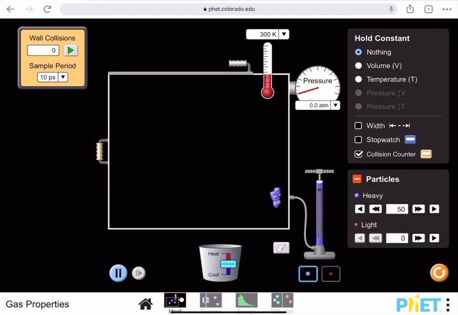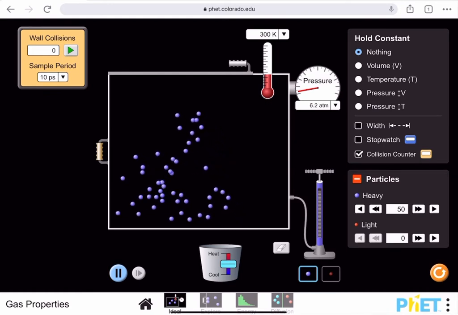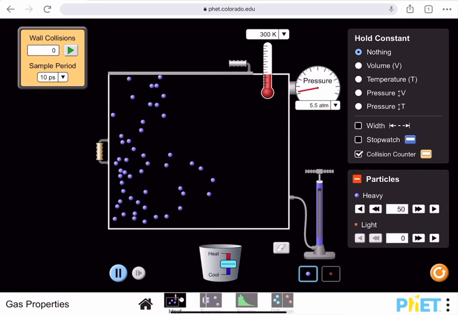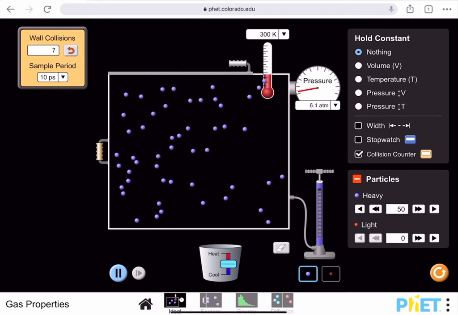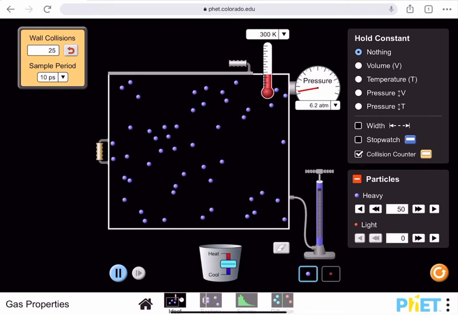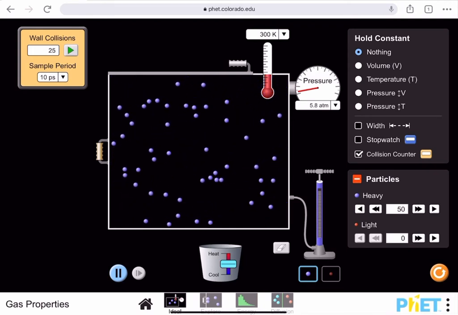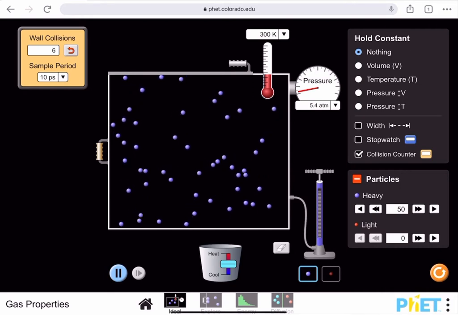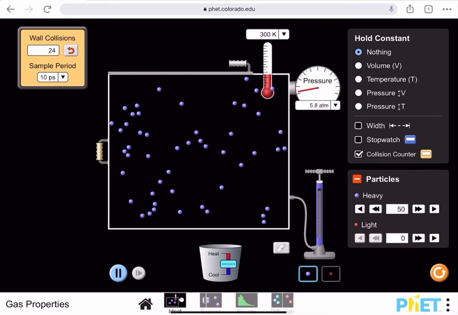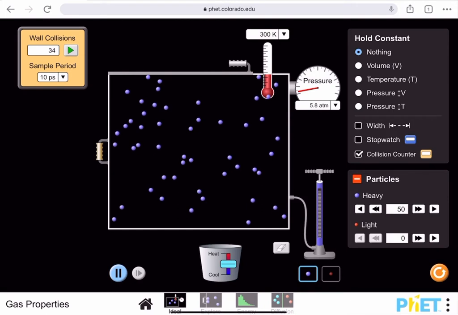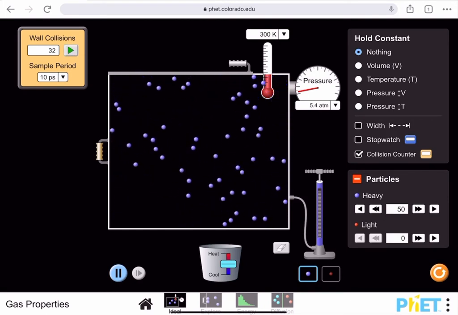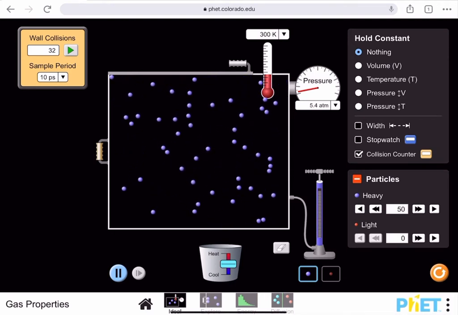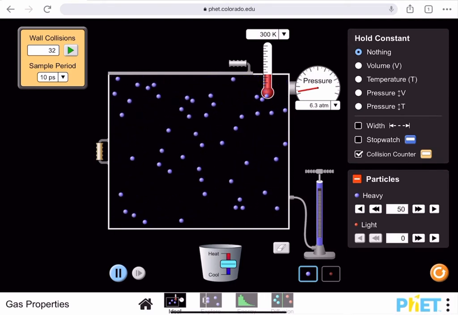We're going to put in one pump, and we're going to watch our wall collision counter. So you can see that our pressure is around 6, like we expect it to be. I'm going to push wall collisions, and you can see in that period of time there are 25 wall collisions. Let me try it again. 34 wall collisions. And one more time. 32. So keep those numbers in mind. We're going to clear it and do it with the other gas.